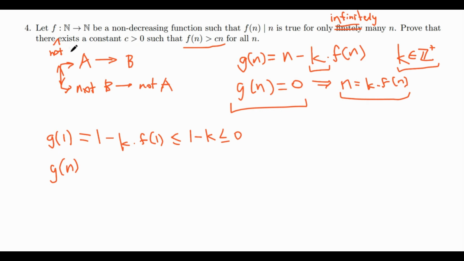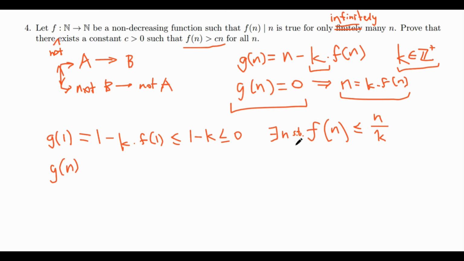such that there does not exist a constant c greater than 0 such that f of n is greater than c n for all n. So to use this, we let c equal 1 over k. So this condition tells us that there exists an n. So use this fancy symbol, which means exists. That's supposed to be a backward E. Exists an n such that, abbreviated as s.t., f of n is less than or equal to n over k.